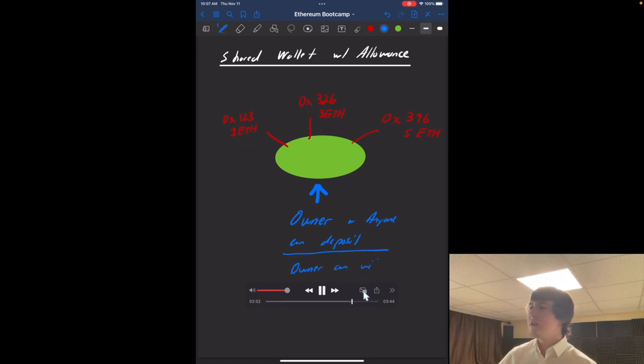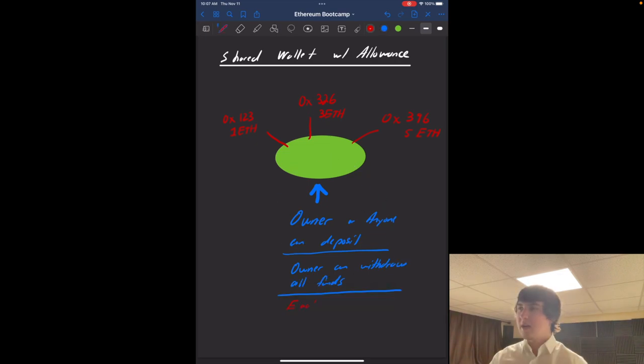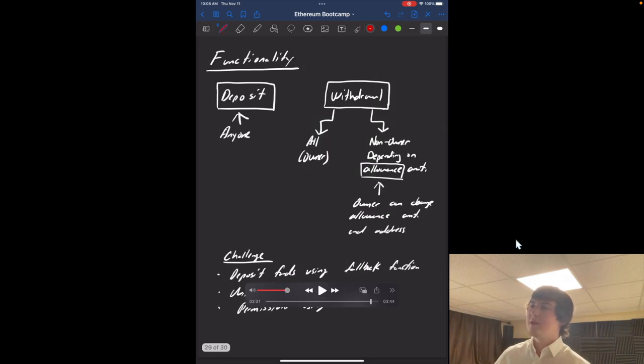The owner can withdraw all of the funds from the smart contract. Each account holder is going to be able to withdraw how much they were allocated for their allowance. Here's another diagram. This is from the Udemy course. So basically anyone can deposit, only the owner can withdraw everything, and then the account members can withdraw how much they were allocated for their allowance.